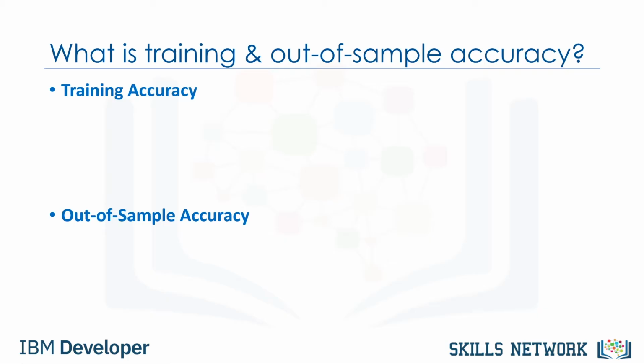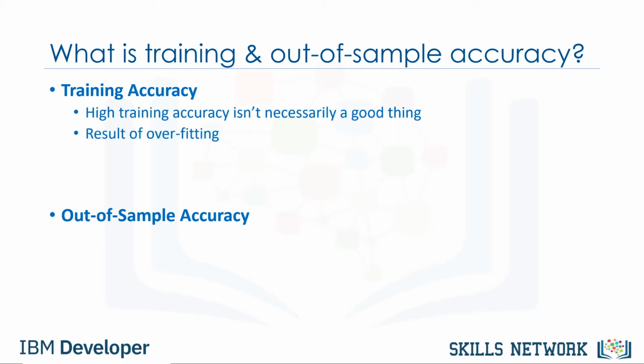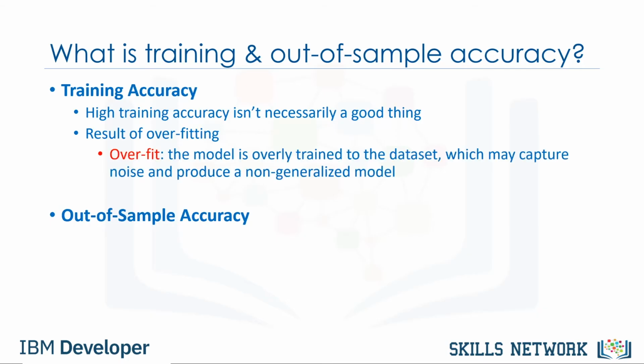We said that training and testing on the same dataset produces a high training accuracy, but what exactly is training accuracy? Training accuracy is the percentage of correct predictions that the model makes when using the test dataset. However, a high training accuracy isn't necessarily a good thing. For instance, having a high training accuracy may result in an overfit of the data. This means that the model is overly trained to the dataset, which may capture noise and produce a non-generalized model.